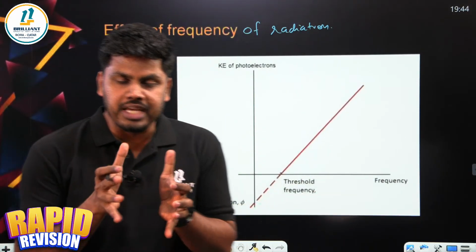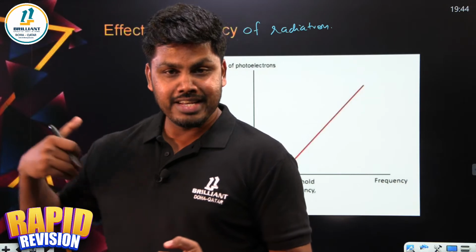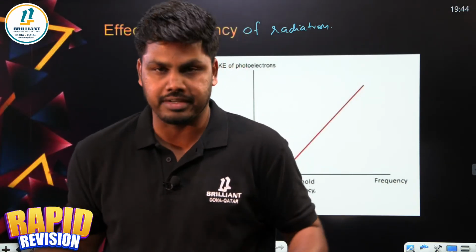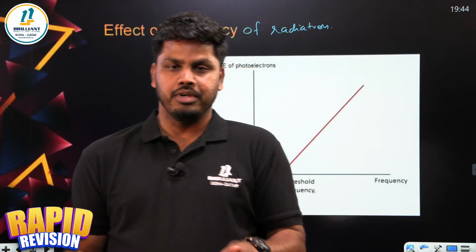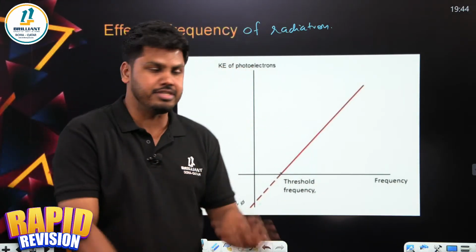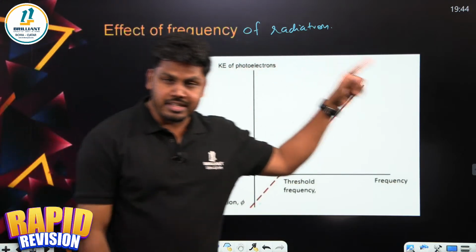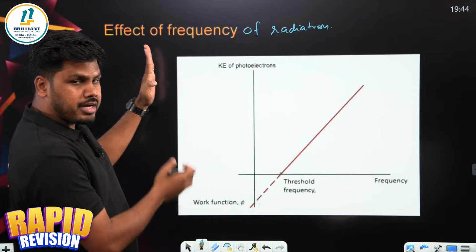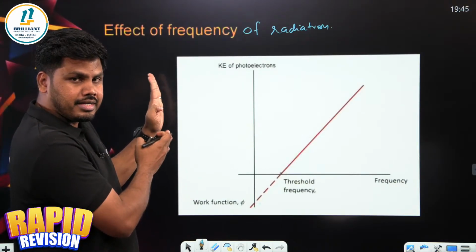When we changed the frequency of radiation instead of intensity, see, before we changed only the intensity of radiation, we kept all other factors constant. I didn't make any change in the circuit. Only the intensity of the source was changing. Now, I kept even intensity constant. I'm changing only frequency. We are starting with low frequency ultraviolet radiation.